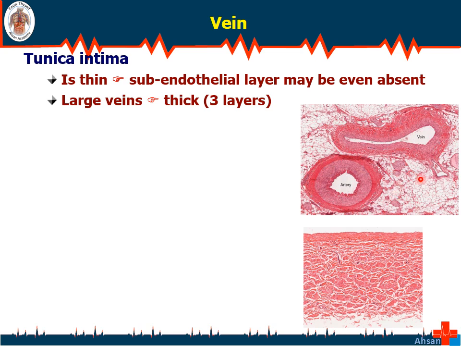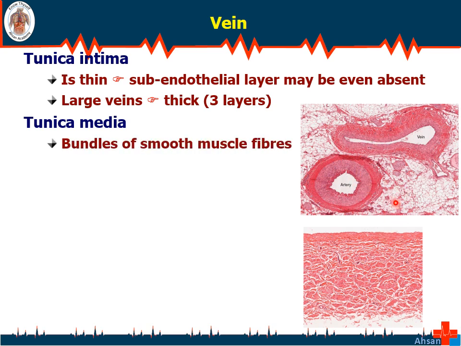In the large vein, the tunica intima may be thicker. The media is not the largest, thickest layer in the case of the vein. In the artery, the media is the thickest layer, but in the vein, the adventitia is the thickest layer.